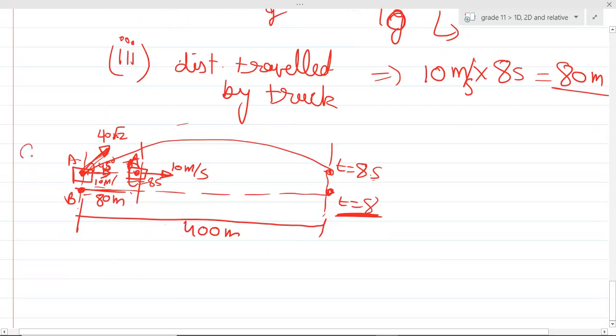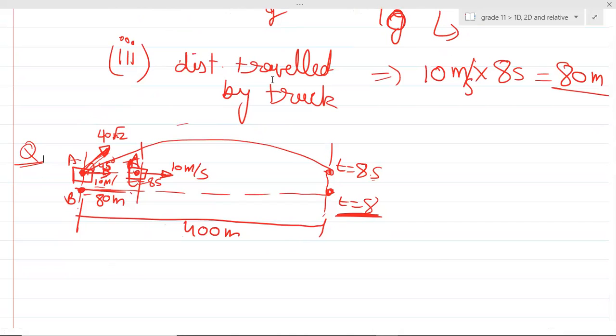But anyways, is this clear, guys? So this is how you use relative velocity. The projectile travels 80 meters in 8 seconds. So the truck was traveling at 10 meters per second, right? But isn't the ball's velocity and the truck's velocity different? So the time taken by the ball will be different to reach that point.